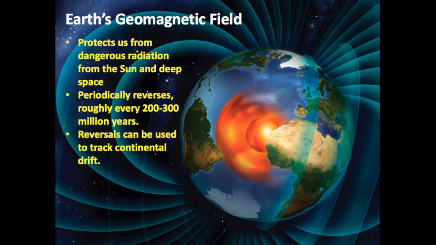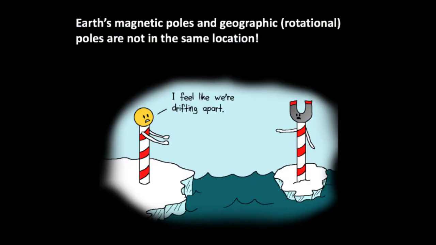Our field does change. It is currently weakening and may be getting ready for a pole reversal again. Earth rotates on its geographic axis. But geographic north and magnetic north are not the same thing. In fact, our north magnetic pole is wandering, currently heading towards Siberia.